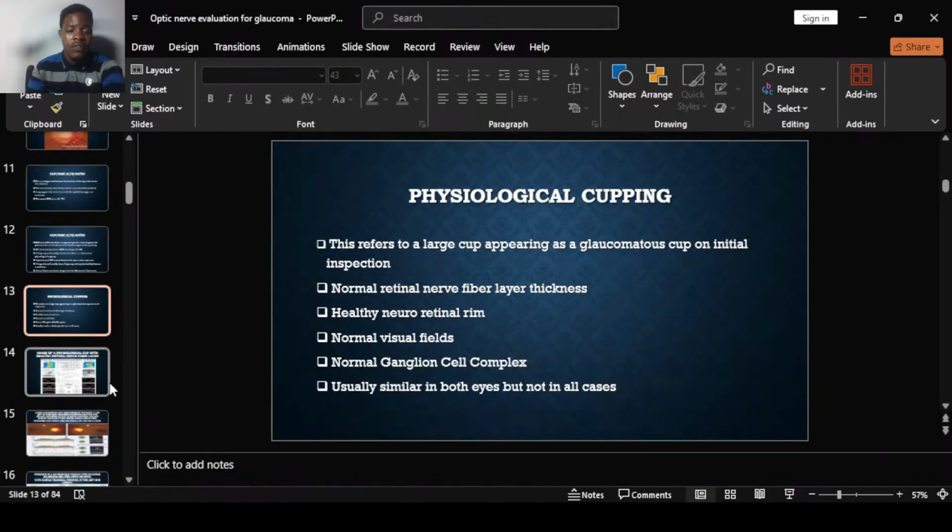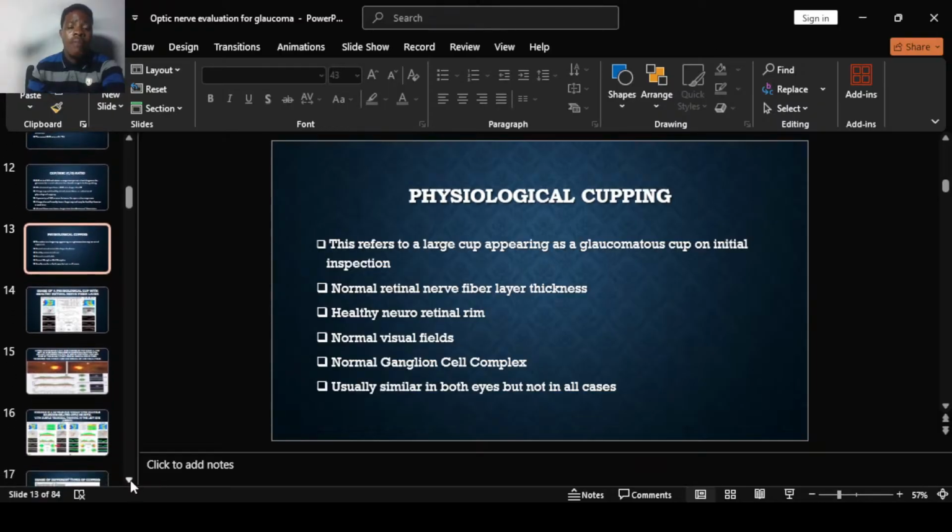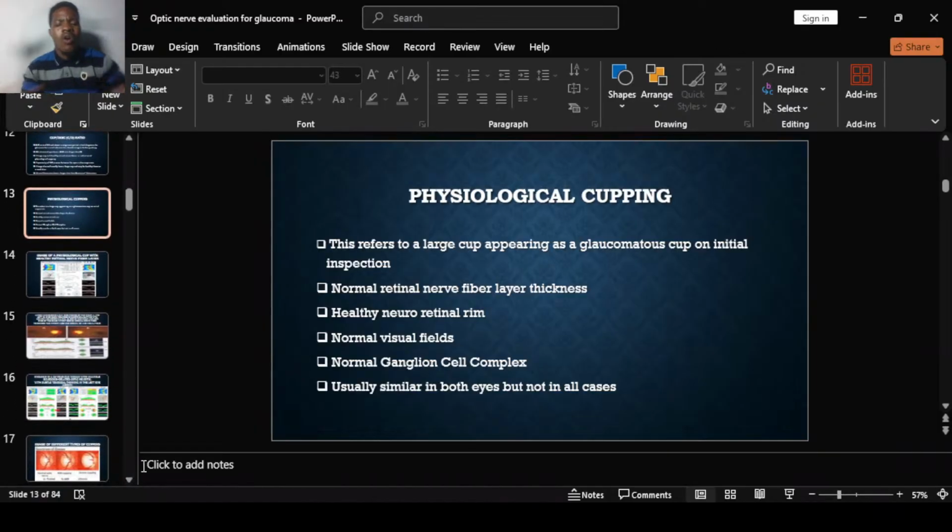Now let's look at physiological cupping proper. Like I said earlier, physiological cupping is a cupping that on initial inspection might look glaucomatous, but it's not. So this refers to a large cup appearing as a glaucomatous cup on initial inspection. Like I said, not every large cup is glaucomatous. But when you inspect, you'll see that it is large, and you want to probe further.